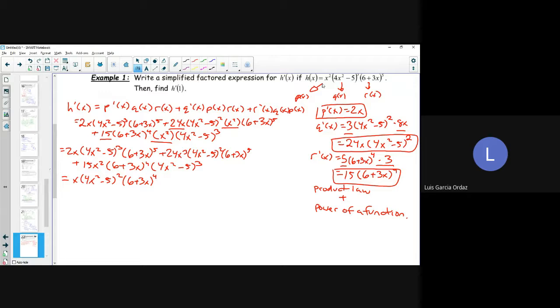Ooh, now we're going to make it smaller. So once I do that, on the inside, I'm left with 2 times 4x squared minus 5 times 6 plus 3x, plus 24x squared times x plus 3x, plus 15x times 4x squared minus 5.